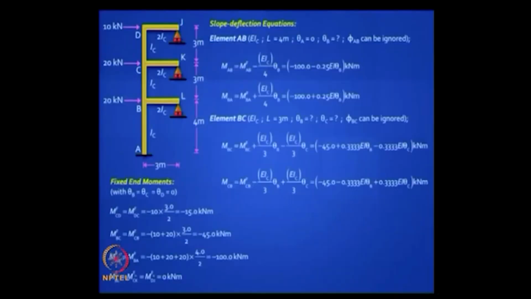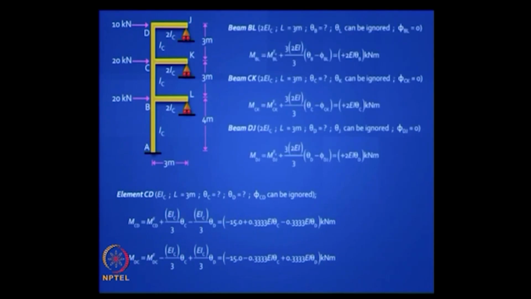So you can finish it by writing it for CD as well, right? For CD. What about the beam elements? You've got 3 beam elements, BL, CK and DJ. What's it going to be? There is no fixed end moment, so the moment will be 3 EI by 3. The EI here should be 2 IC, okay? So it's simple.